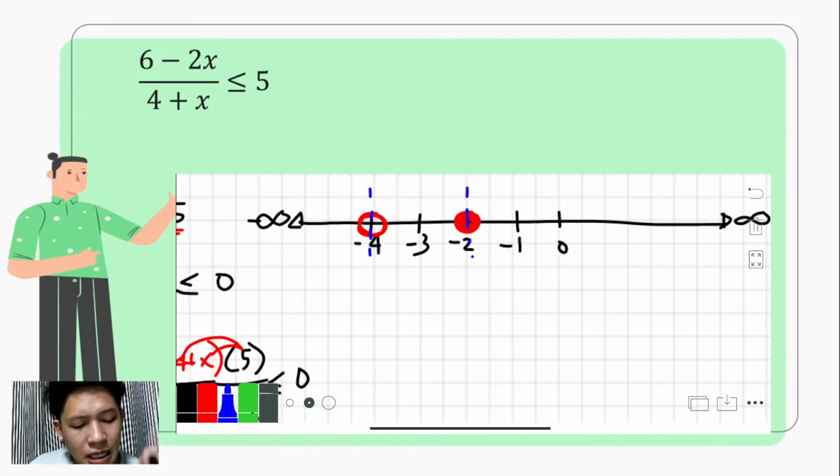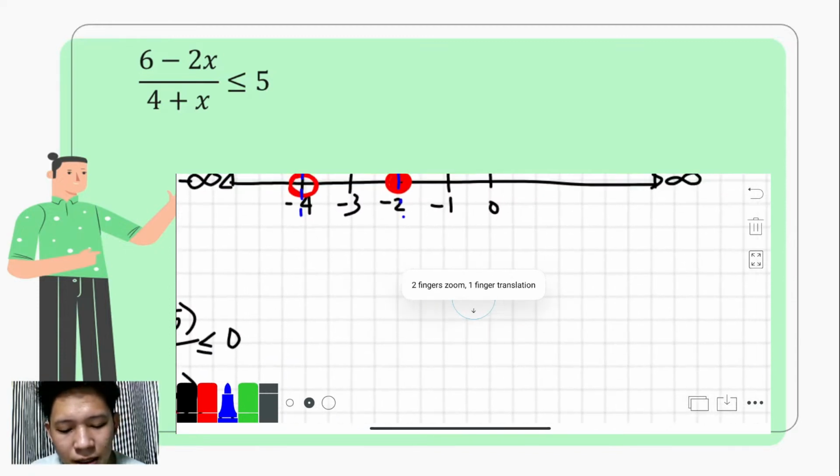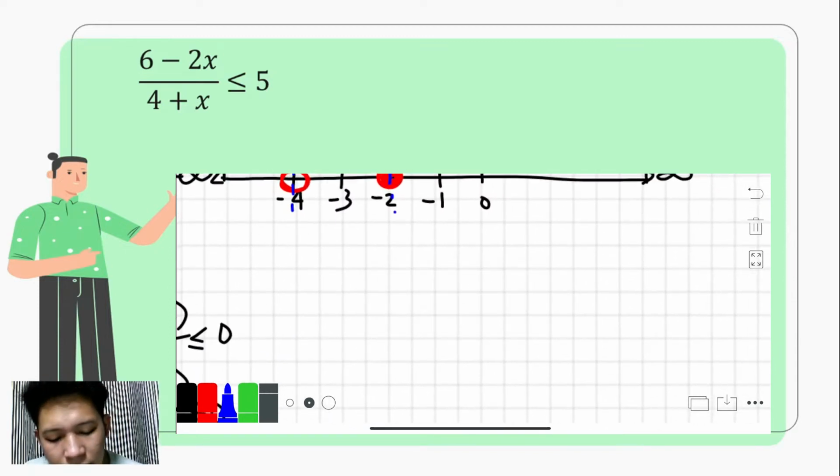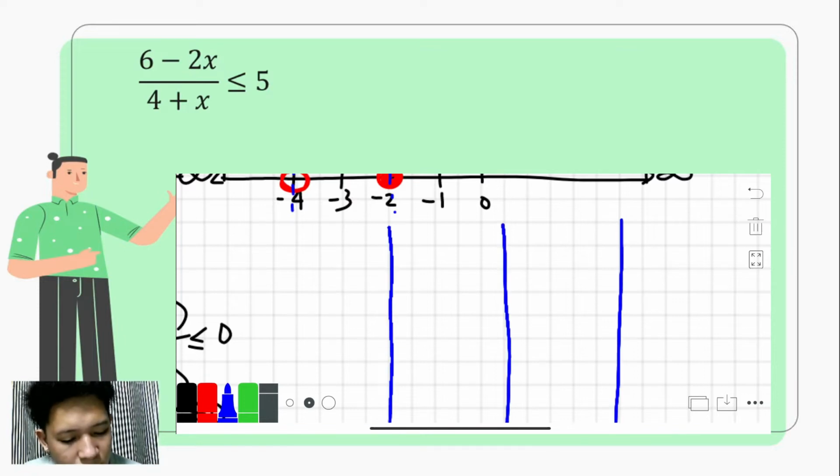We actually have 3. Hence, we will make a table of signs in which we will consider 3 columns. So we have here 1, 2, and then 3.